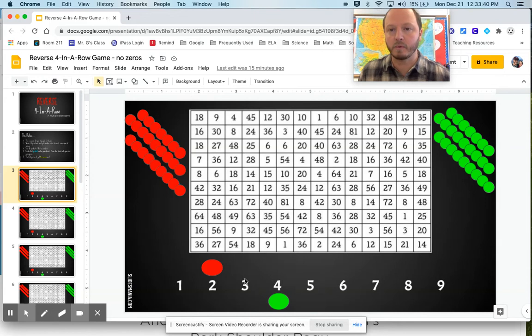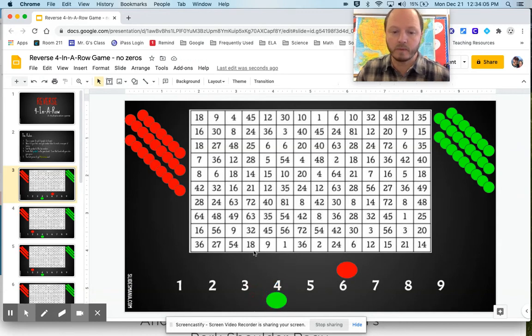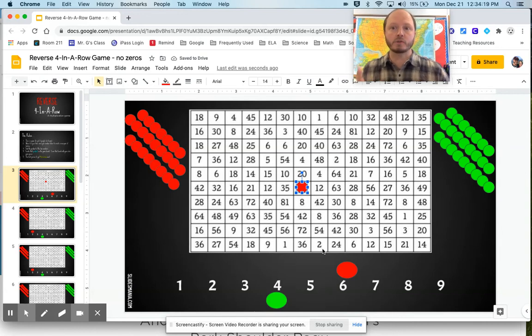So let's say, for example, I am playing as red, and I'm going to choose one number is 6, and another one that is, like, 4. I'm going to keep it at 4. And I am then going to look for the product of 6 times 4, and that is 24. And I see 24, so I'm going to take my red piece and cover up 24, just like that. And that's how I play the first turn.